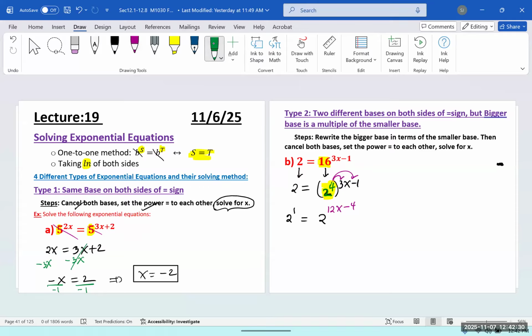Now, do we have the same base on both sides of the equal sign? So we're going to do the exact same thing we did in the first type. Cancel them, work with the powers. So 1 equals 12x minus 4. And now it's a simple algebraic equation. No more exponential equation.